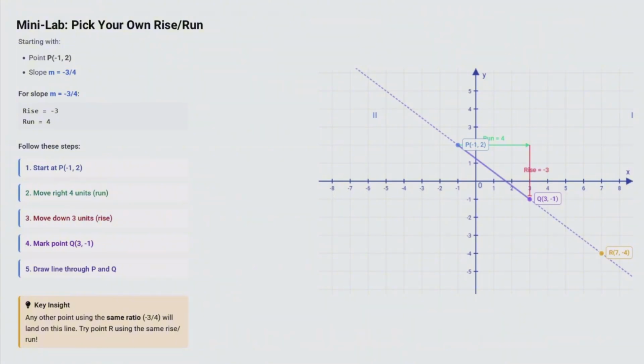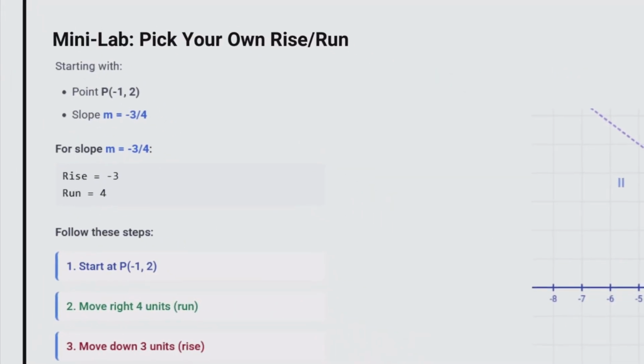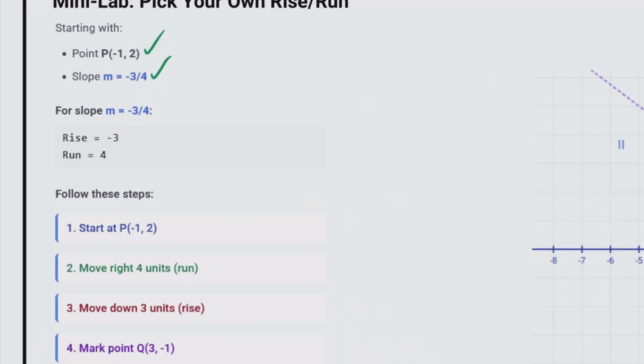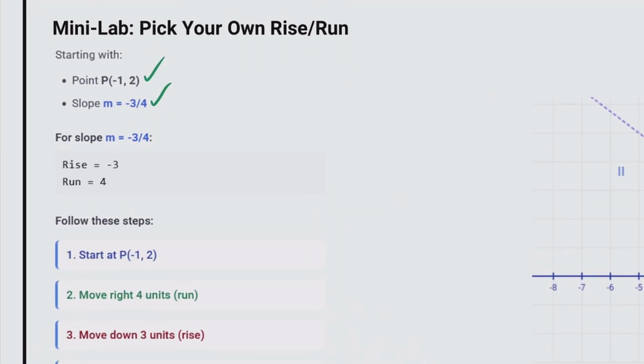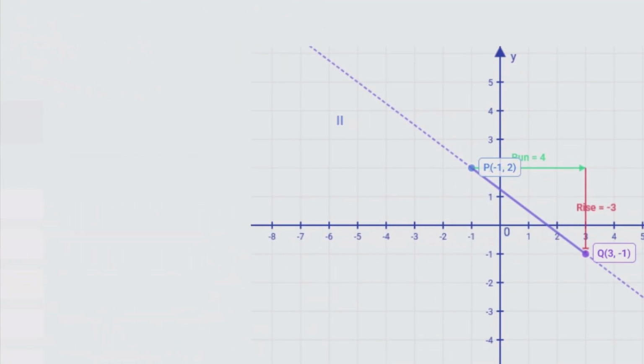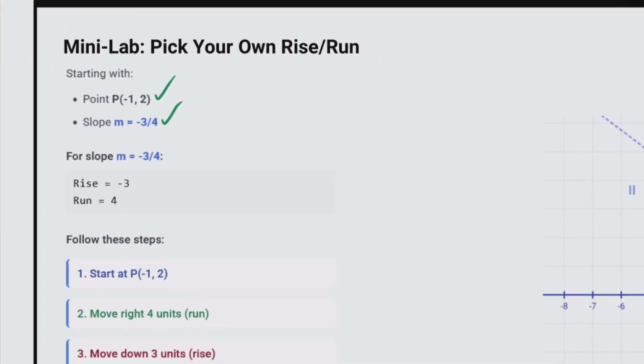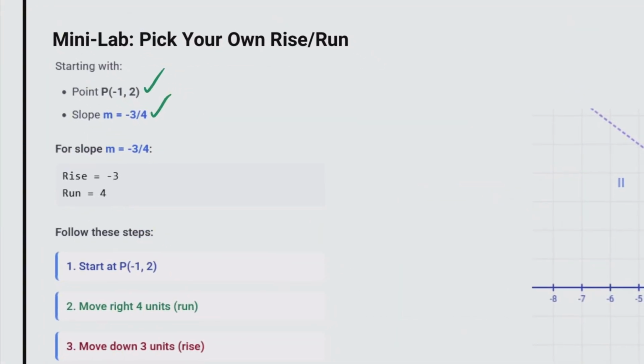So let's have a small lab together. Let's just look at this question and talk about it. I have a point. I have the slope. After that, I'm trying to design a line itself. So how can I draw the line? The first point is (-1, 2), and the slope is -3 over 4.